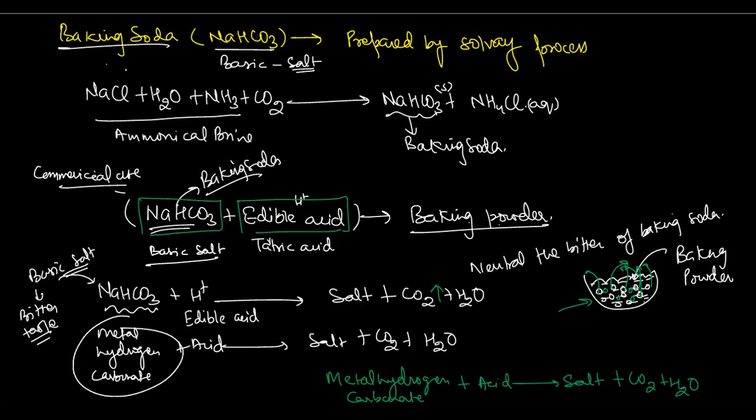Okay, so it is used for neutralizing the bitter taste of this one, and moreover, when acid is added to metal hydrogen carbonate, it will produce carbon dioxide, and this carbon dioxide gas is used for making the bread fluffy. Because this carbon dioxide will get trapped in the dough, and when you heat it, this carbon dioxide will be eliminated out from your dough.